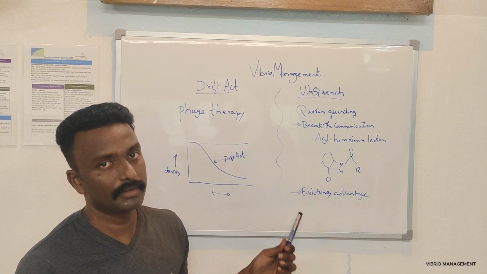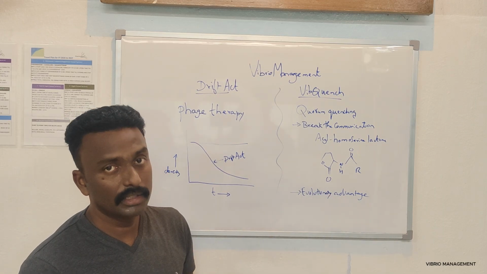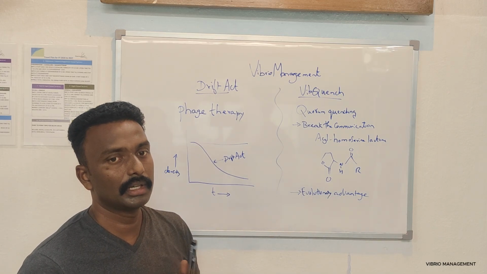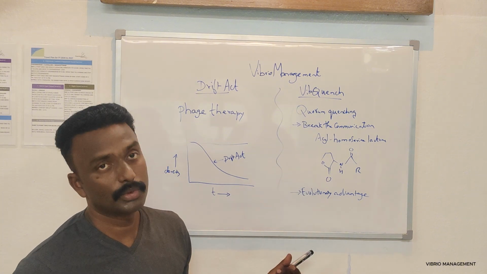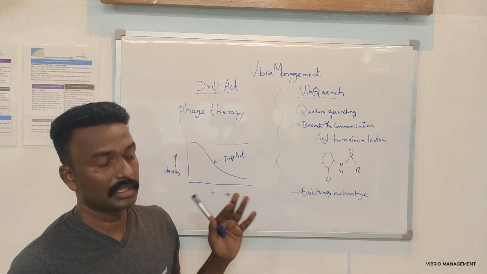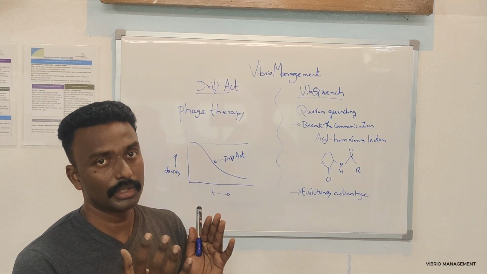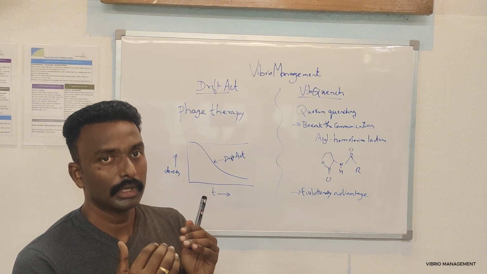So we have two bullets. Use DriftAct to suddenly bring down the population of Vibrio, and then use VibQuench to stably have a controlled microbial ecosystem in place. So these two combinations work in tandem.